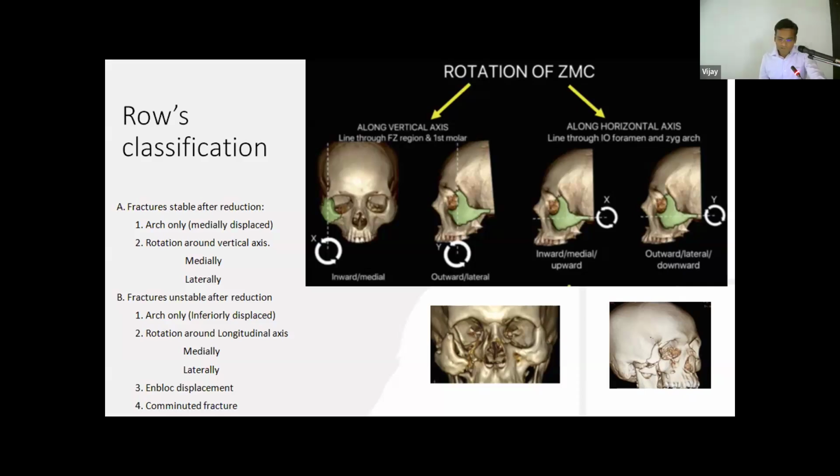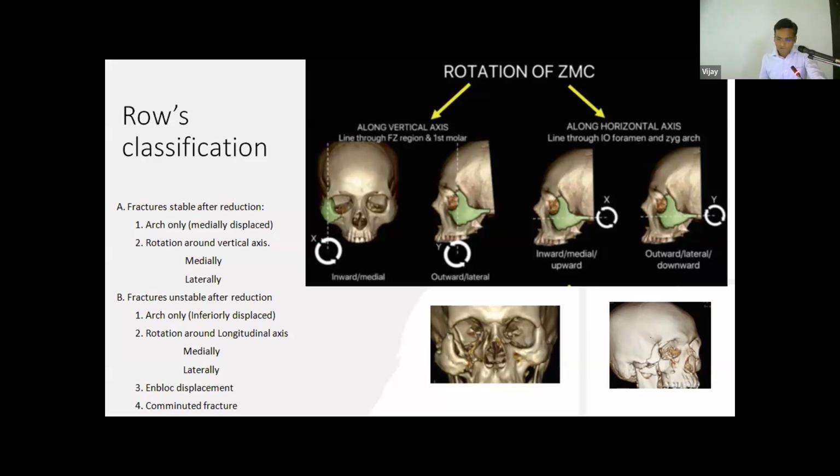The vertical axis is an imaginary line passing through the frontozygomatic suture down to the zygomatic-maxillary buttress, and any impact which occurs medial or lateral will result in rotation around this axis. And most commonly, these fracture patterns are stable after reduction.